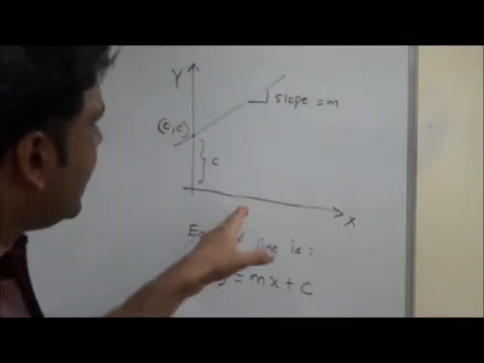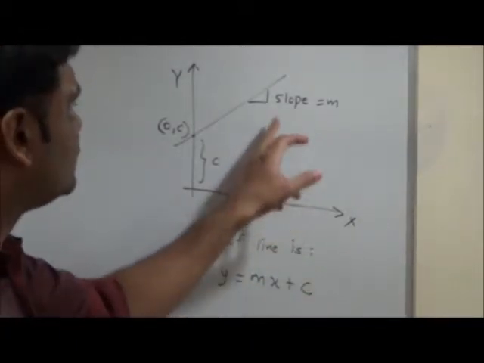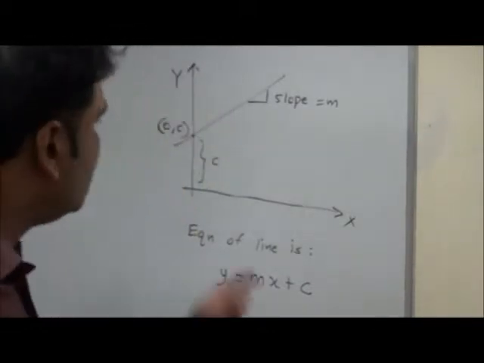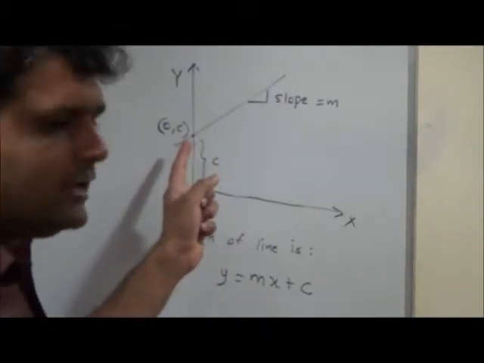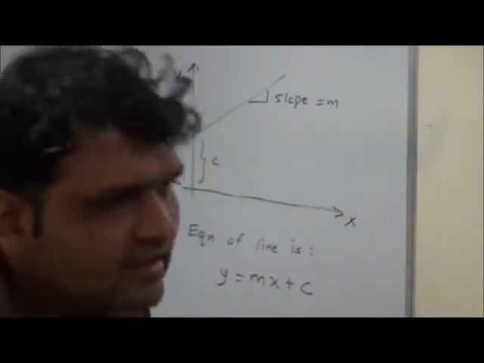What if the line cuts the x-axis and I know the x-intercept, something like (3, 0)? Then you know the slope, you know one point, you could use point slope form instead of this form. Here also, if this is (0, c), I know one point, I know the slope, I could also use slope point form and I could still get the same.